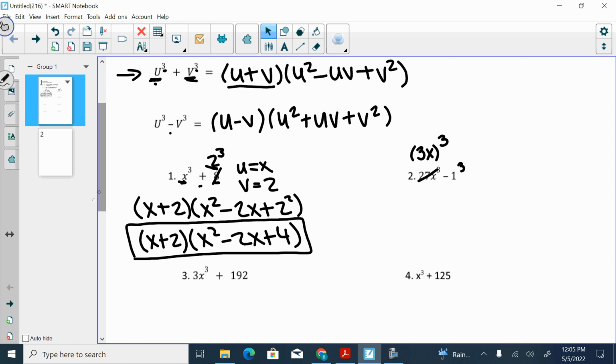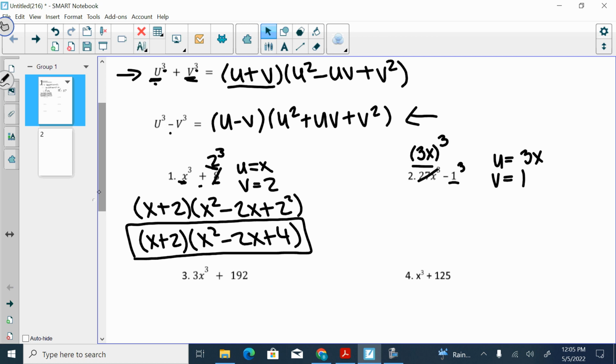Alright, so again, I just need to identify which one is u and which one is v. U is always the one that's first. What did we have first? 3x, very good. And v is always the one that was second. What did we have second? Well, just the 1. We're not going to worry about our signs right now. Okay? All right, so in between these two things, did we have a plus or a minus? A minus. So which one of the formulas are we going to want to use? Second one. So this one, we're going to use this formula right here.